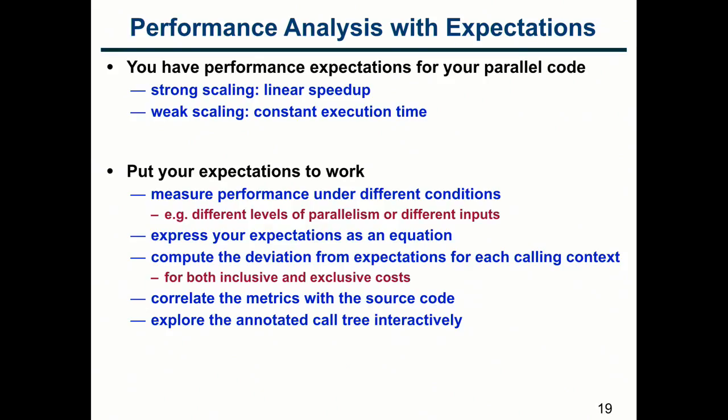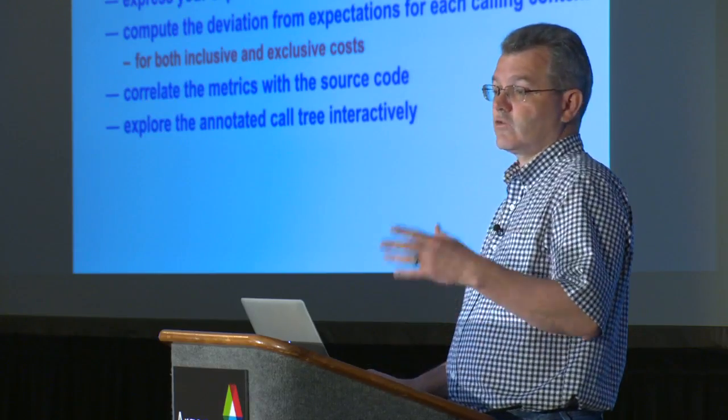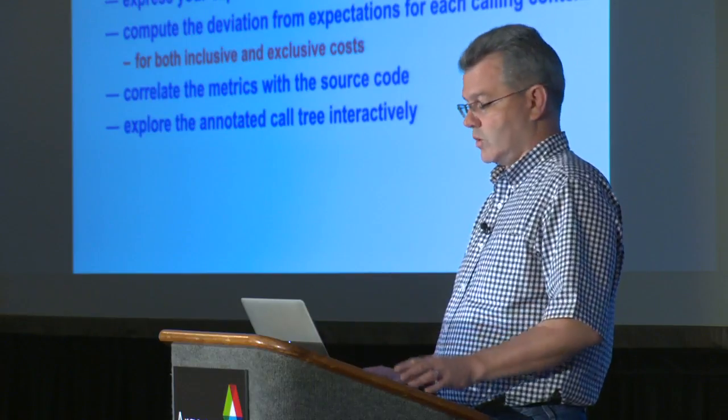Since you have these expectations for how your code is going to work, you can put these expectations to work. You can measure the performance under different conditions, with a small number of processors and then a large number of processors, or a small number of threads and then a larger number of threads. And then you express your expectations as an equation in a little spreadsheet and say, I expected it to be the same. Then you compute the deviation from your expectations, and the tool will do this for every calling context in the program, correlate this with the source code, and then you can explore the call tree.